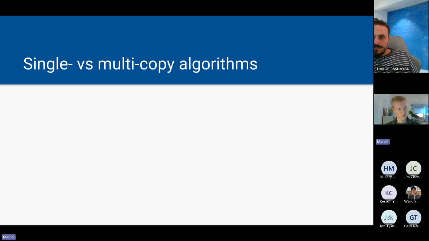And one of these features is a distinction between what I call single versus multi-copy algorithms, but some other people have different terminologies. For instance, I've also heard the terms incoherent measurements and coherent measurements, or entangling measurements and non-entangling measurements. So be aware that there are some different terminologies out there for the concept that I'm now explaining.